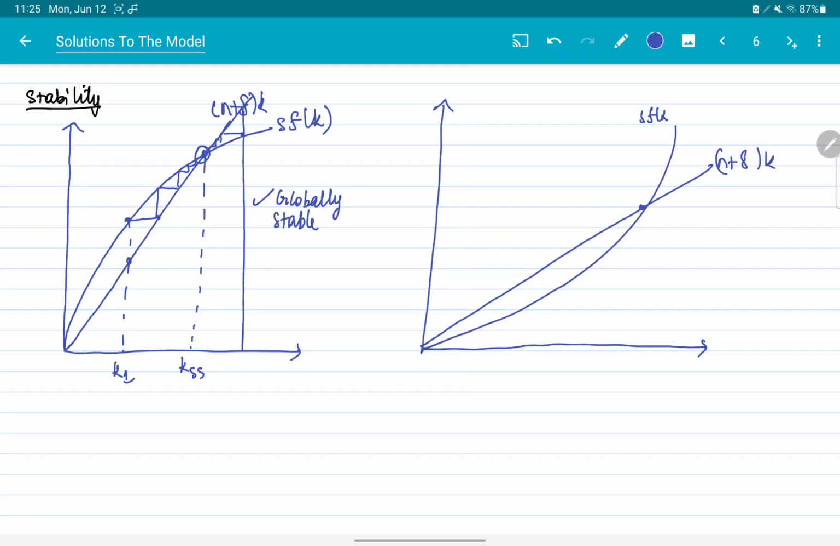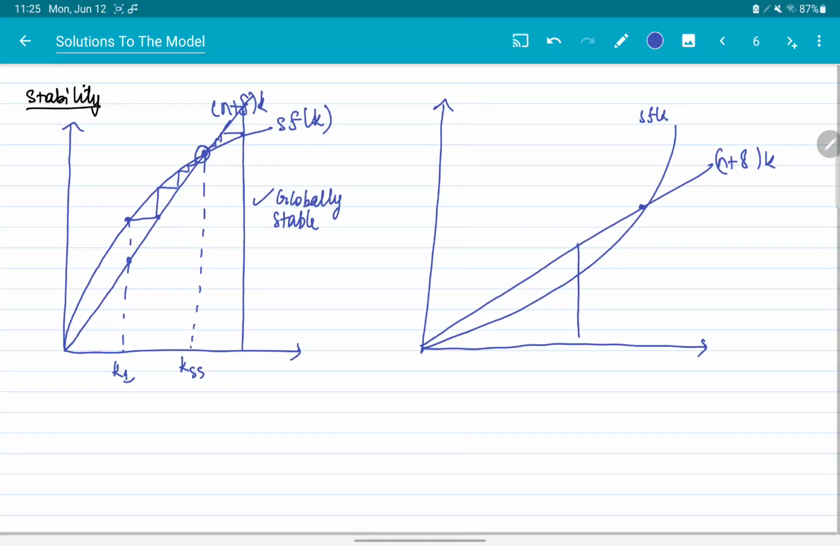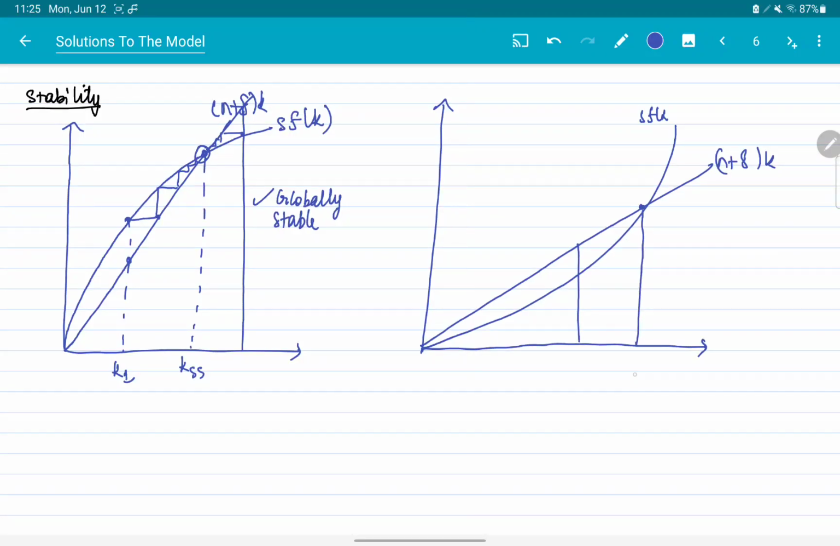All right, so you have this. Let's say you're here. So a steady state still exists. k_ss definitely exists. But at this point, your capital per worker is too low, and net investment is negative because depreciation exceeds sf(k), gross investment. Which means capital stock will further reduce and you're going to go back to 0.